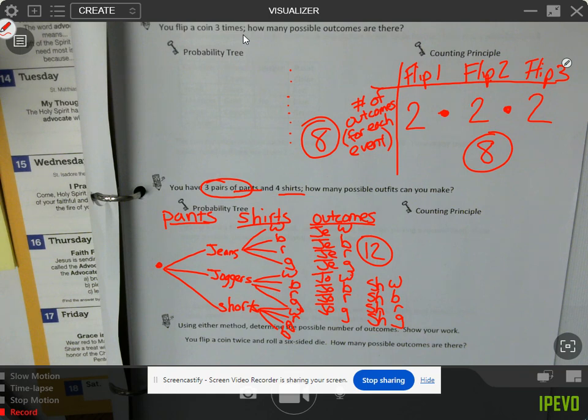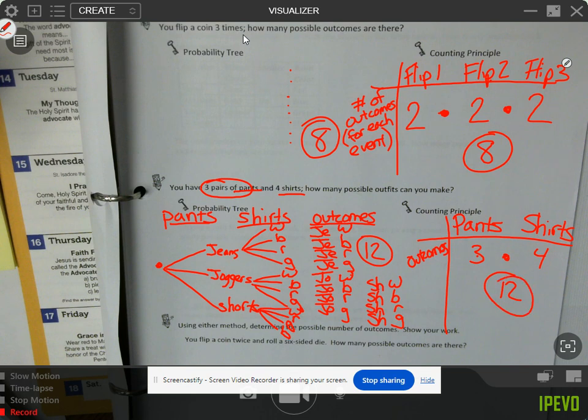Connor, on the bottom, you multiply 4 times 3 to get 12. Because how many events are there for our outfits? There's pants and there's shirts. Right, and then we have our outcomes for each. So you're right, pants has 3, shirts has 4. When it's only 2 events, you just multiply those 2 together. When it becomes tricky is when we have more than 2 events happening. Because Connor is right, 3 times 4 gives us those 12 outcomes.